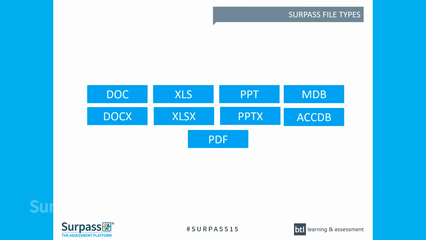So these are just some of the file types that you can use in Surpass Release 12 at the moment. As you can see, it's all the typical Microsoft Office file types that you can work on.